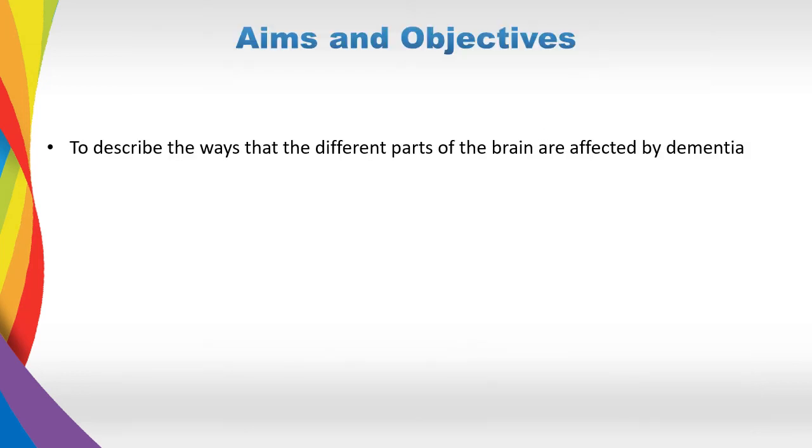You should now be able to describe the ways that the different parts of the brain are affected by dementia.